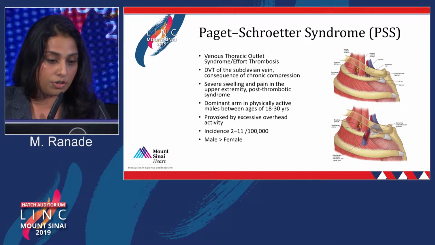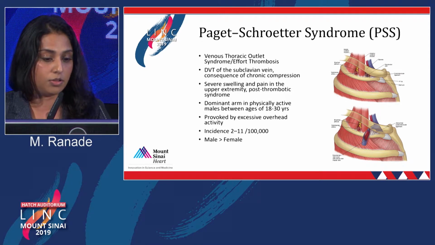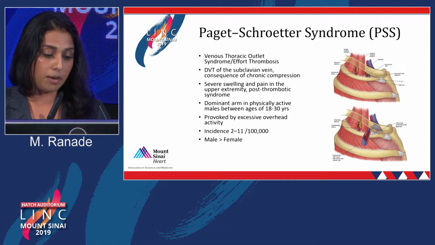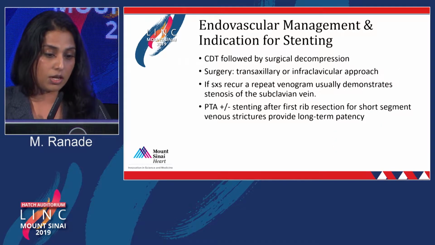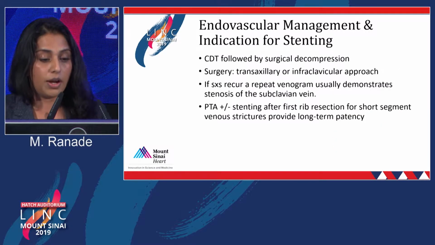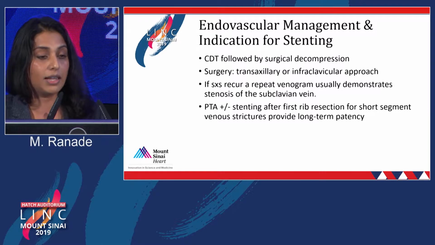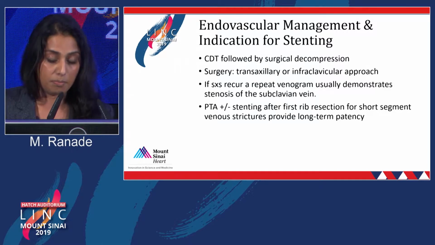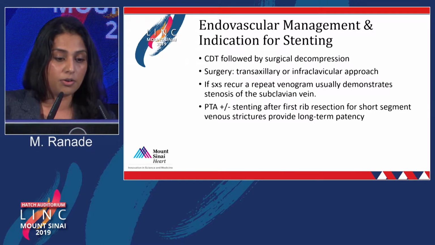Next up, Paget-Schroetter Syndrome is the venous thoracic outlet syndrome. So usually this is young males in their 20s or 30s presenting with severe pain and swelling in the upper extremity as a result of DVT in their subclavian vein. The incidence is really low. Again, male predominance is noted in this condition. Because this is such a rare entity, there isn't really an established guideline or an algorithm, but most operators will agree that patients usually get referred for catheter-directed lysis, followed with surgical decompression.